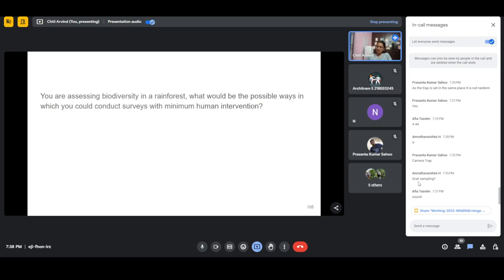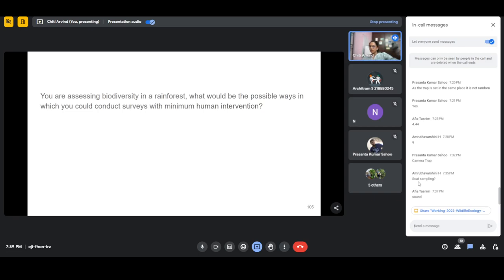So using bioacoustics or passive acoustic monitoring is another way in which you can assess biodiversity with minimum human intervention, right? And then you will have a lot of acoustic data that you accumulate, and you can create different detection algorithms and use AI to create detectors that can detect different species across different taxa. You can study frogs, insects, birds, mammals, because everything vocalizes, right? Everything makes some sound at some point of time.